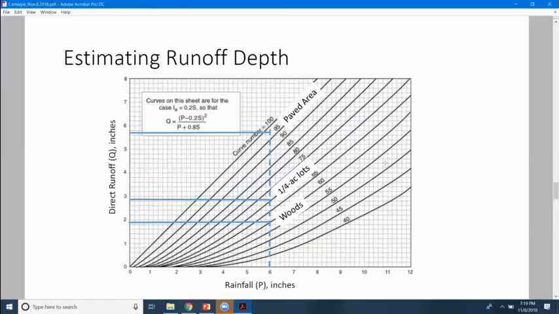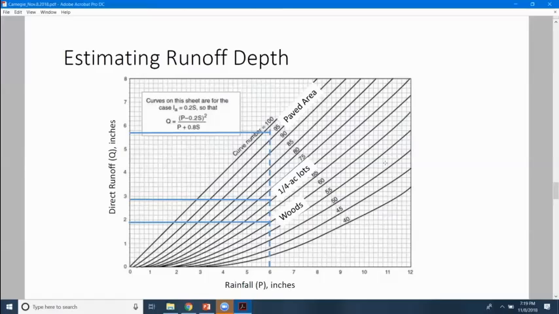We have big tables that we look things up in based on the soil type and the land cover, but as an average case, if 6 inches of rain falls on a parking lot, a paved area, it's all going to run off, right? That's pretty intuitive. Maybe not 100%, but very close to it.